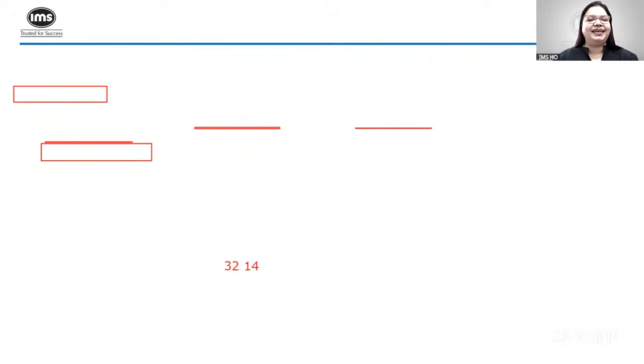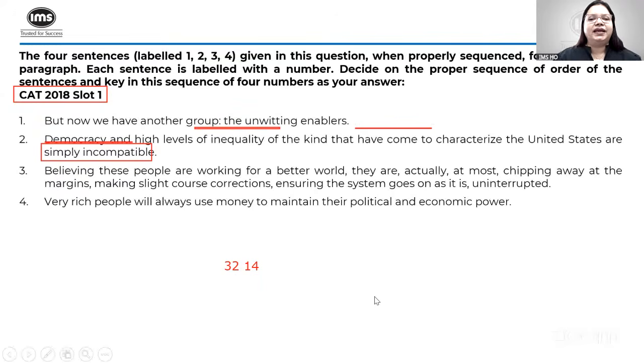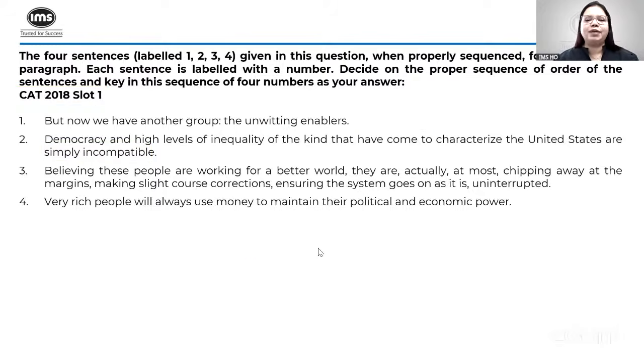Okay, let's look at another one. This is from CAT 2018 slot 1. Okay, short sentences, it can be a very tempting one. You might in fact not get into the previous question because it has long sentences. When you find short sentences, it looks like, okay, I can finish this very soon. It must be an easy question. I'm going to attempt this.